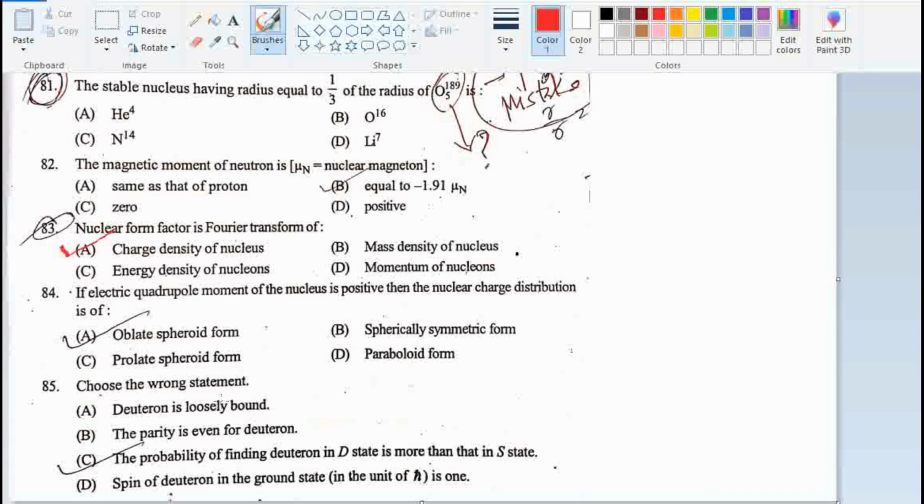Now coming to question number 85, that is the last question. Choose the wrong statement. It is asked you to find the wrong statement. So you see all the options one by one.